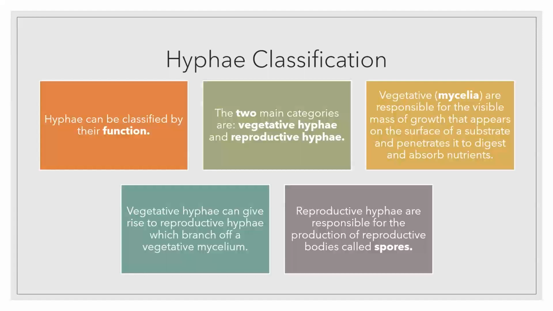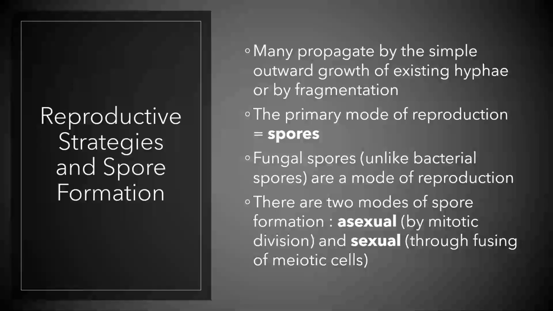Vegetative hyphae can give rise to reproductive hyphae that can branch off from them. Reproductive hyphae are responsible for producing spores that can be used to propagate the fungi and help it be released into the environment to find new areas to colonize. Many fungi propagate simply by the outward growth of existing hyphae. They'll just grow longer hyphae, longer root-like structures, and by growing out and fragmenting off, they will propagate further into the environment.